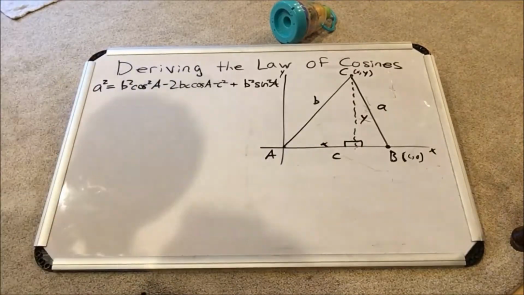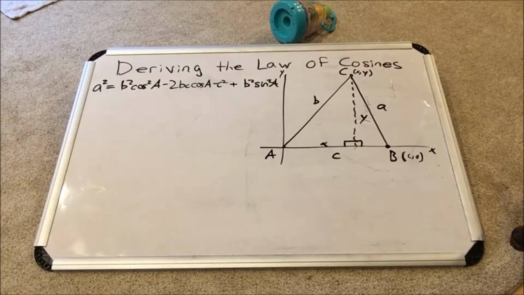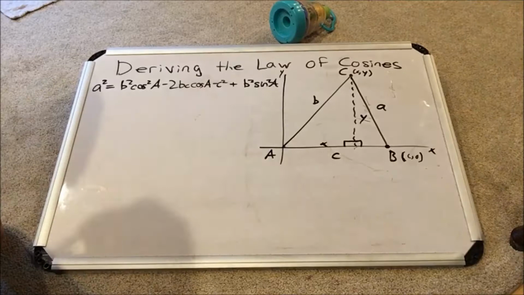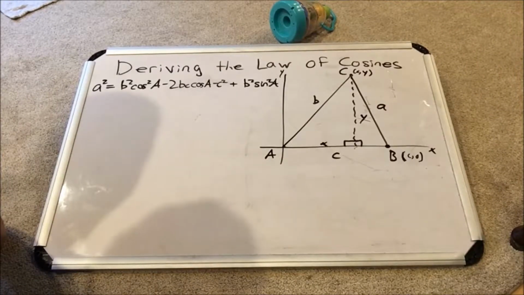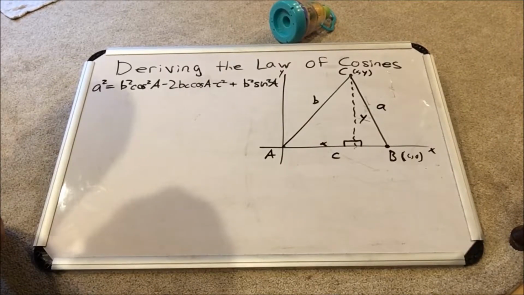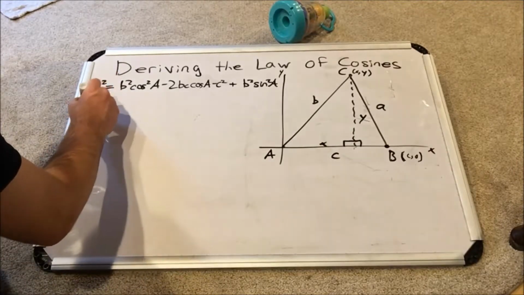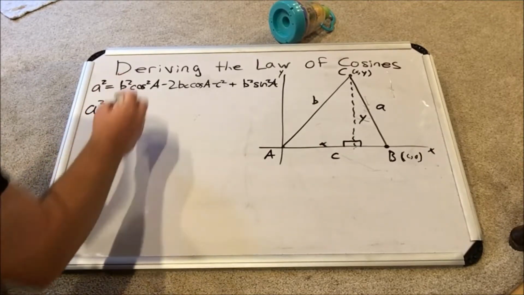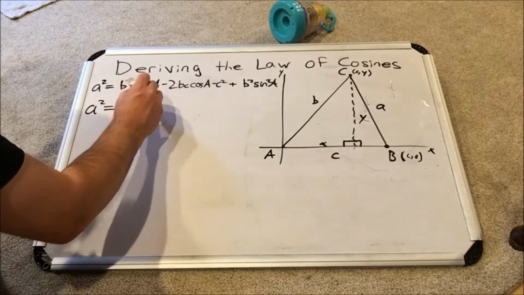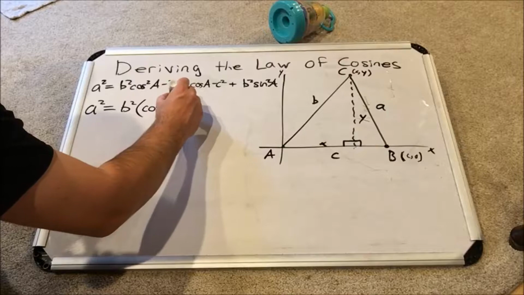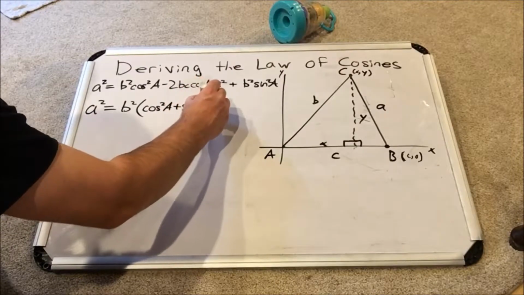It's a minor detail. What we're going to do now is I see that there are two terms, the first and the last of all four, that have a b squared. I'm going to combine those at the front. A squared equals b squared. Now I'm factoring that out, so in those two terms I have left cosine squared a plus sine squared a.